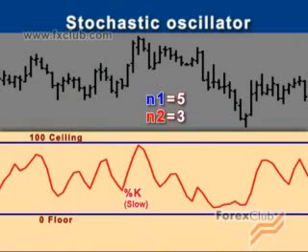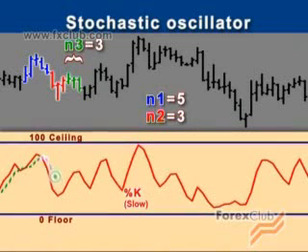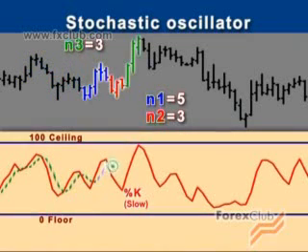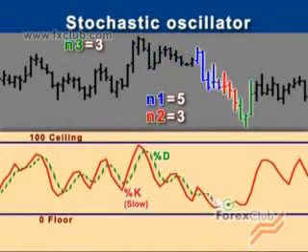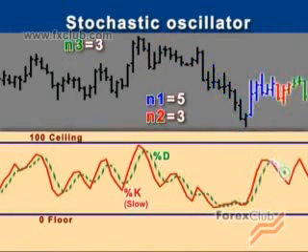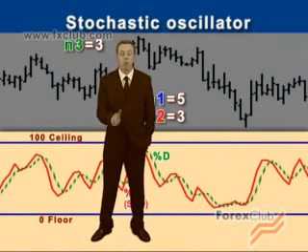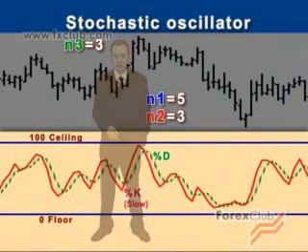And after averaging or smoothing the new percentage K line for 3 more days, we get a percentage D line, and the third and last time period, N3. We'll chart percentage D as a dotted line on the chart. And that's it. Plotted it at last.